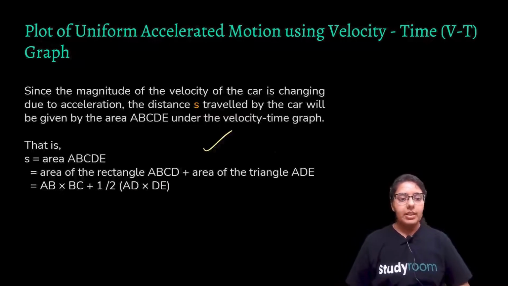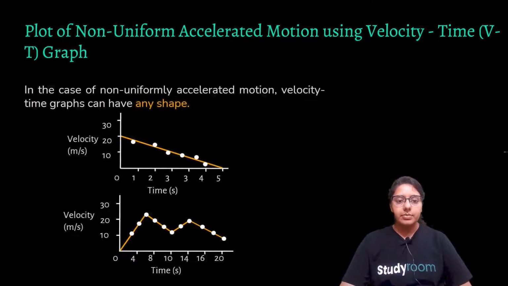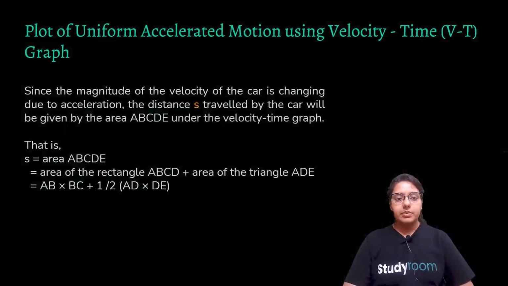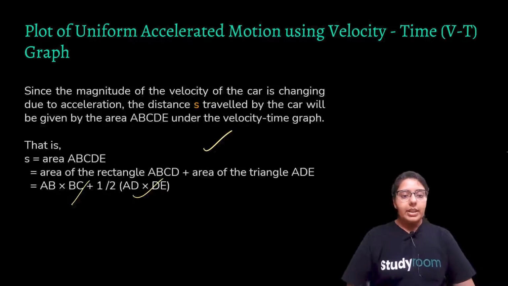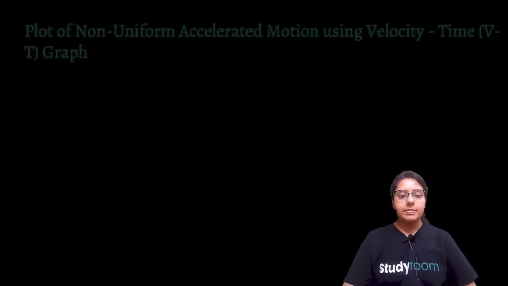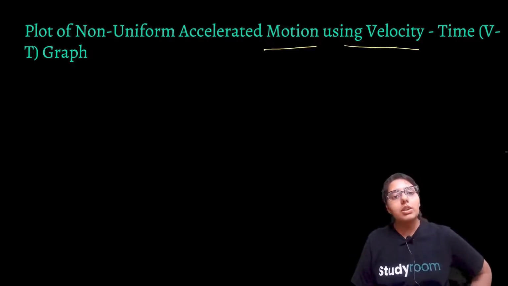Okay, area of triangle plus area of rectangle: AB into BC plus half into AD into DE. So what is that? It will be T2 minus T1 and V minus U. You can just see your BC and DE. So, plot of non-uniform accelerated motion using velocity time graph.